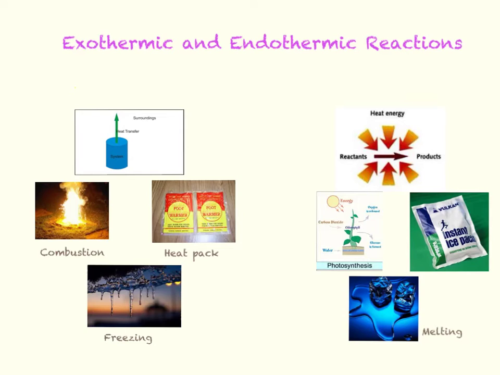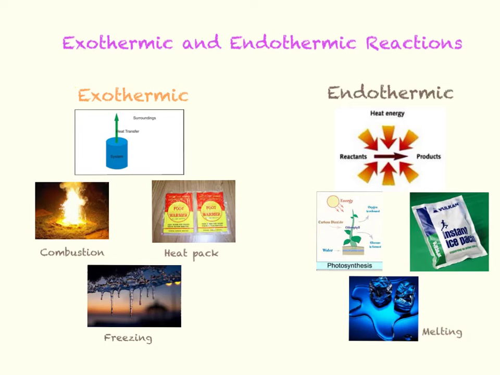Some types of endothermic reactions include photosynthesis, so it requires energy from the sun in order for the reaction to occur. The use of ice packs, and melting. So it's the opposite of exothermic, where for an endothermic reaction, you move to a state that has more energy. So that would include melting, evaporation, and for exothermic, freezing and condensation.